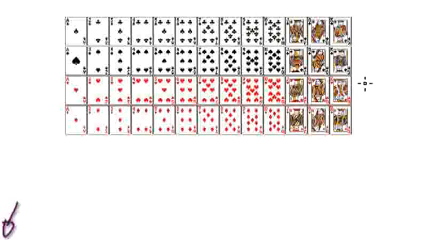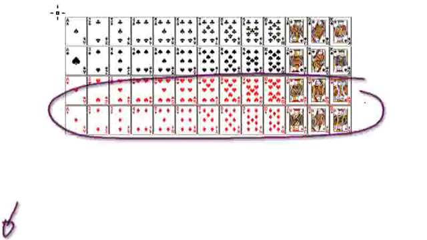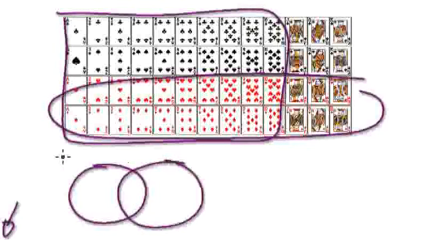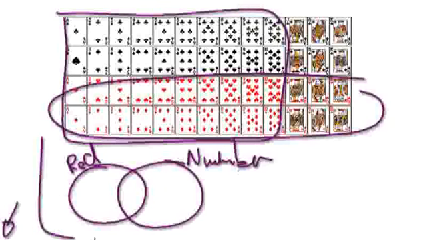Okay, so we are picking out two cards. They both have to be red and number. Here you can see there's an overlap, so jump to the Venn diagram. I'm going to say this represents our red and this represents number. And then we've got all the other cards out here.